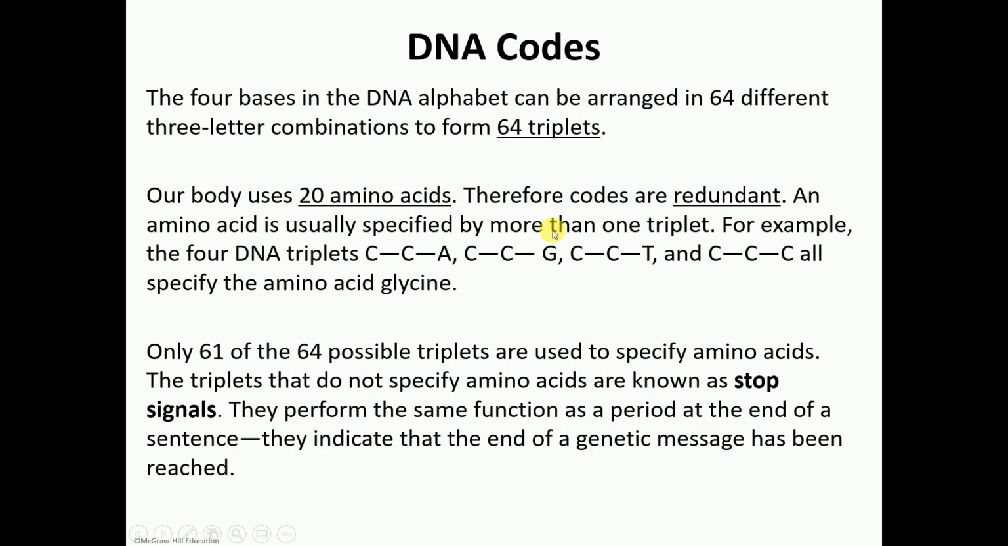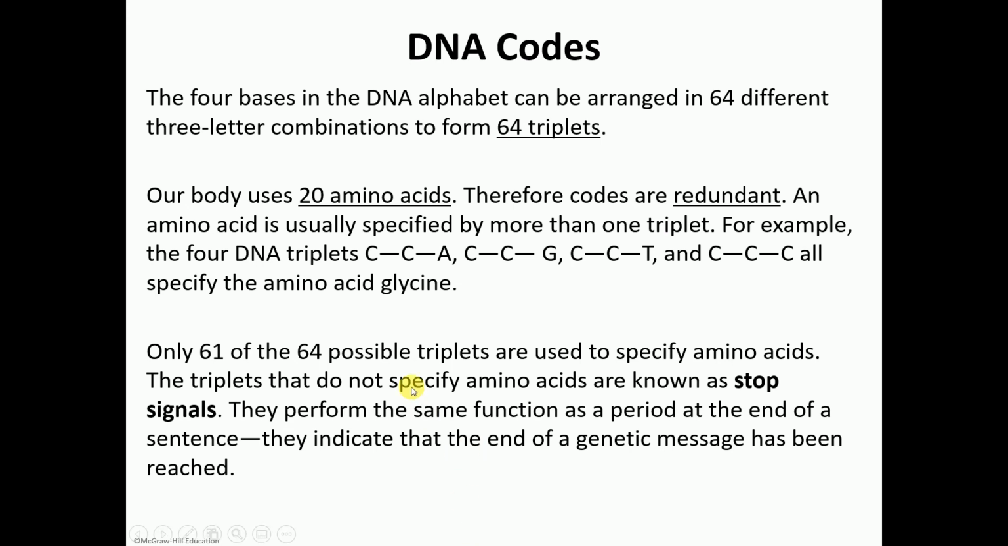Okay, one of the codes though is known as a start code. So the AUG code, and that's really one of the codes that you want to know. So the AUG, which is on your messenger RNA, is going to indicate where protein synthesis should start.